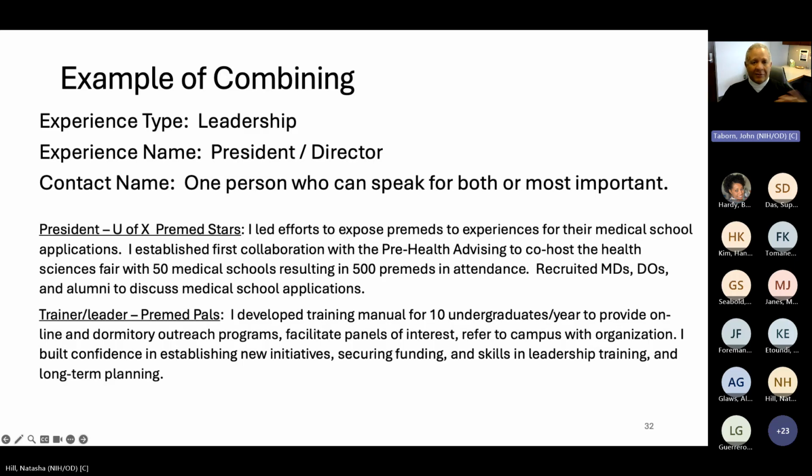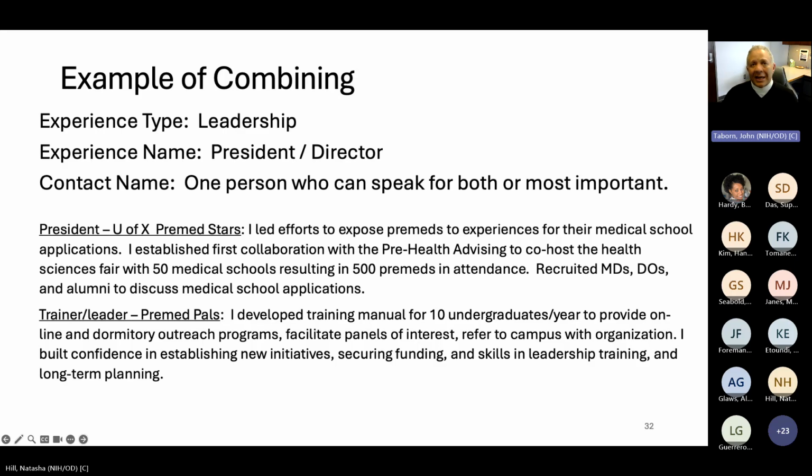And so it's not just to say I've led, it's for you to say, this is what I think my strengths are. So the second one, it says you built confidence establishing new initiatives. You could have said it for the first one as well. So this is an example of how to combine two together, and then you would also combine the hours together for that example. And then that gets you 2 leadership experiences.